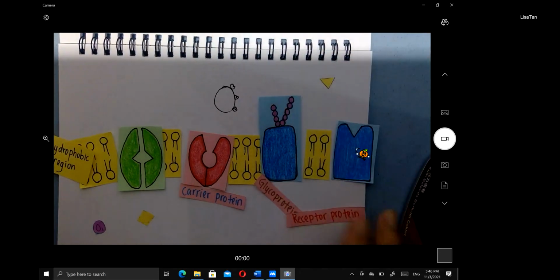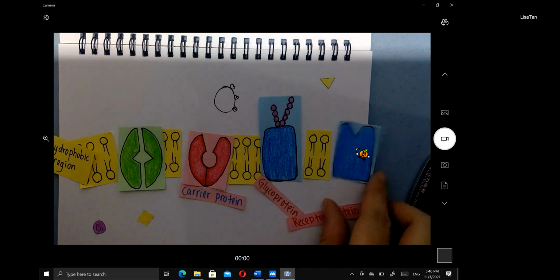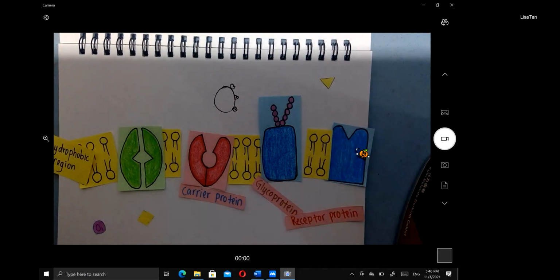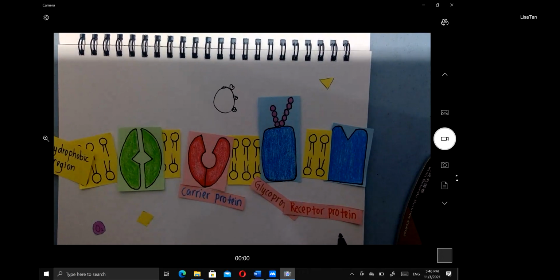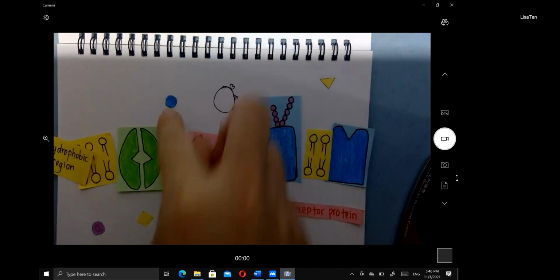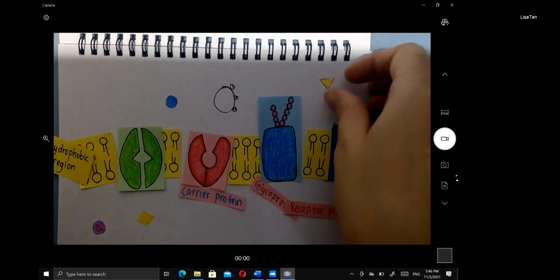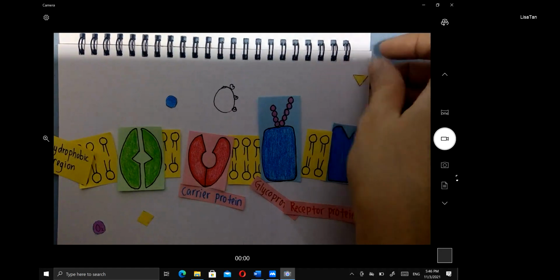Now we look at the last one, which is the receptor protein. You can see the receptor protein is also called receptor, so the protein is going to receive something. For example, just after your lunch, your blood will have a lot of glucose, and your pancreas will secrete insulin hormone.